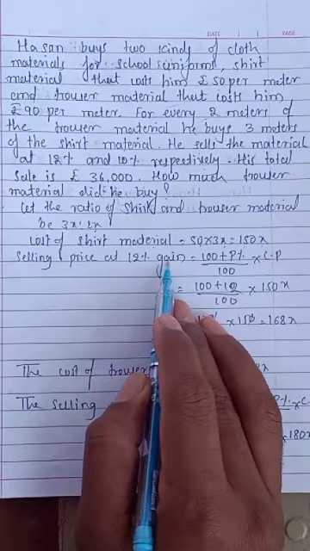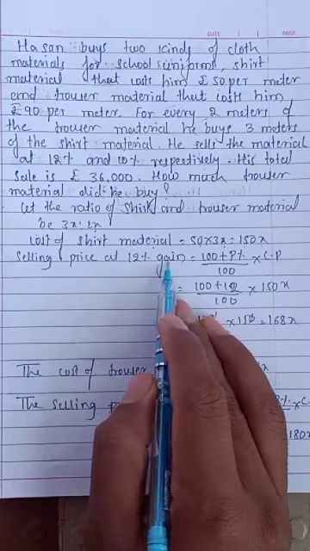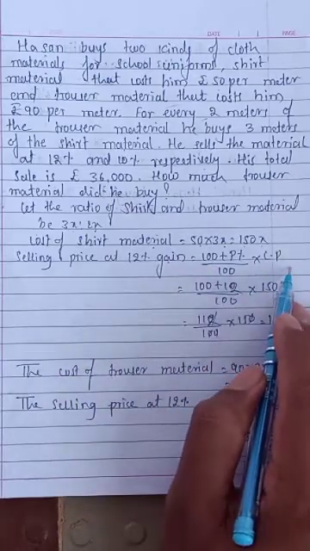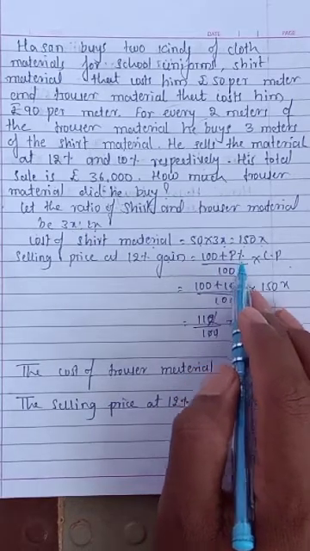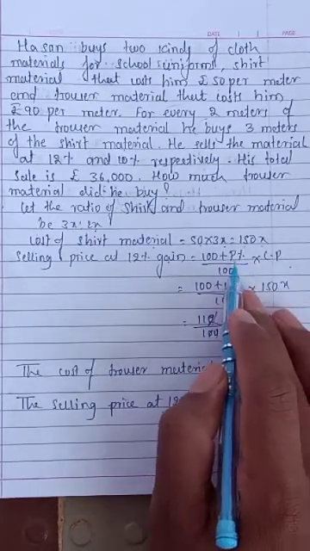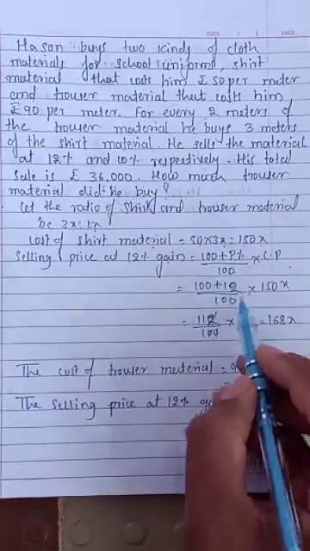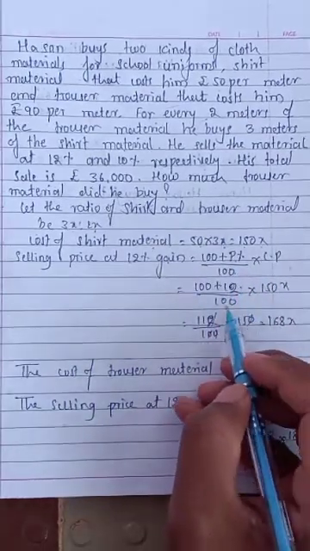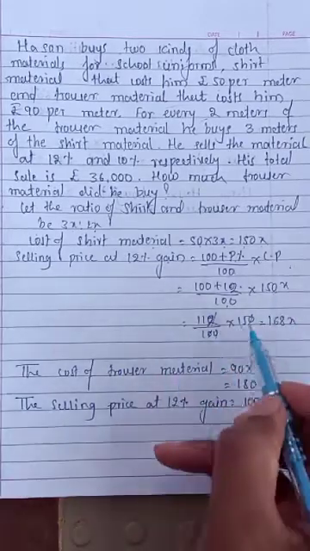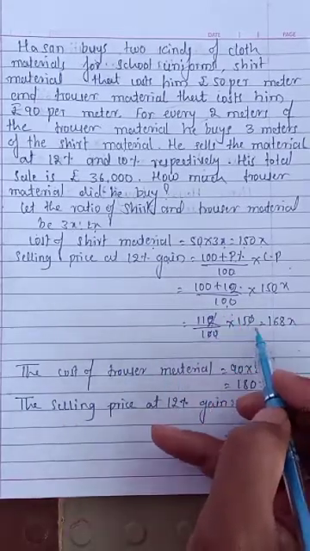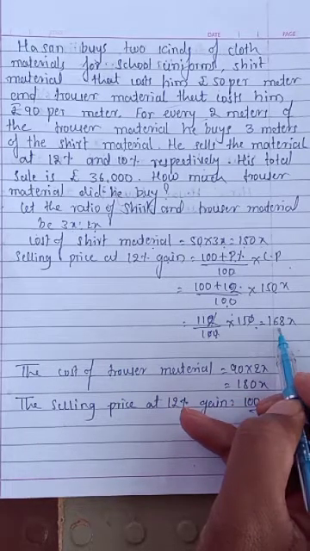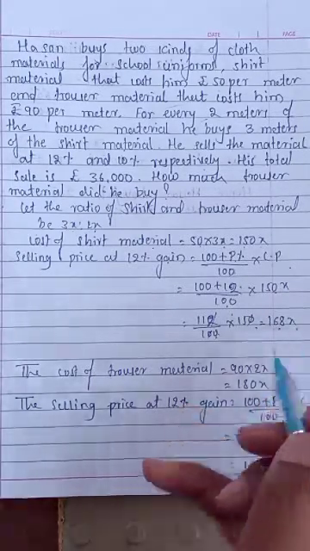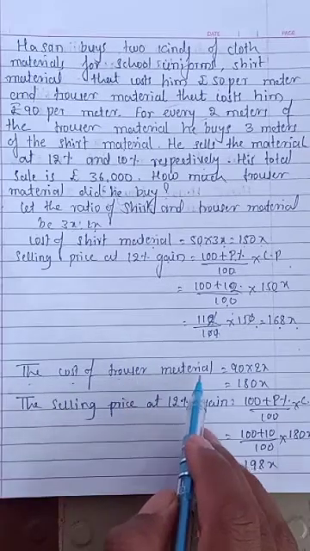But selling price at 12% gain. He got profit there, how much? 12%. That's why the formula to find the selling price is 100 plus profit divided by 100 into cost price. This is the profit percentage. 100 plus 12, divided by 100, into 150x. So 112 divided by 100 into 150, and 0 0 get cancelled. The remaining value is 168. Understanding? What is your answer? 168x.